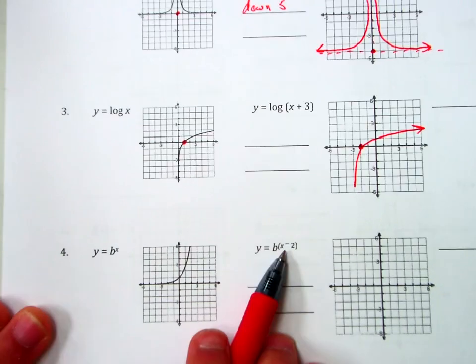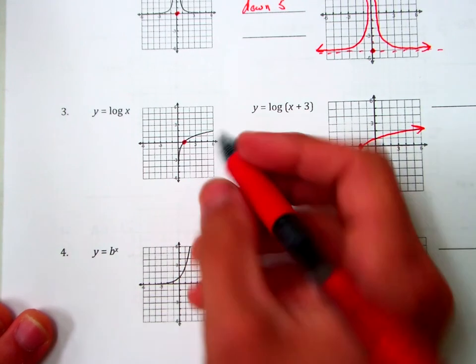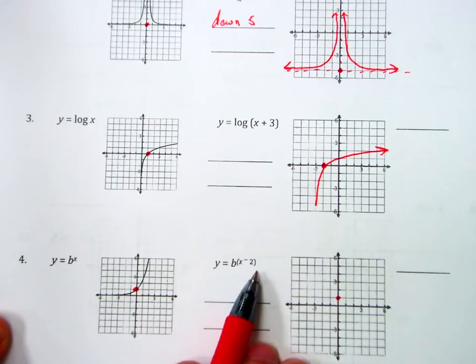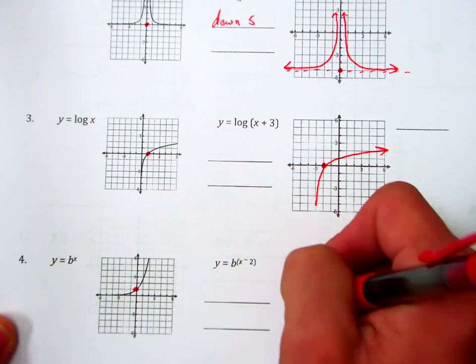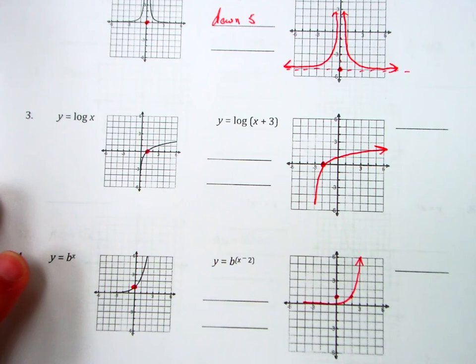This one, that's an h value. It's with the x. It's up here in the exponent. So significant point on this one would probably be 0, 1. So I want to shift that. It's going to go right 2. So there's my new point. That's an h value also.